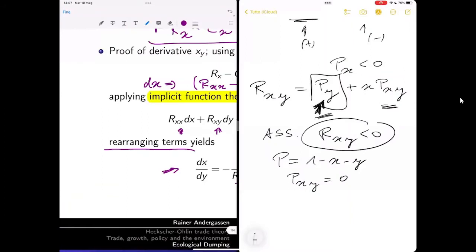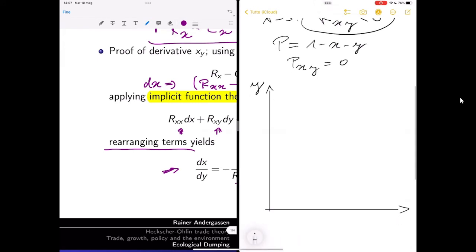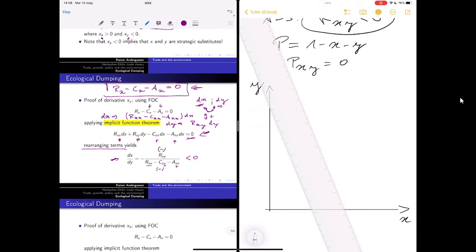Then I'm going to give you an intuition. So this is the math, but I'm going to explain from an economic point of view what's going on. Just a moment, let me draw this. So what does this tell us? This is the production of my competitor, this is my production. Let me draw them as straight lines, not necessarily straight lines, but just for simplicity's sake.